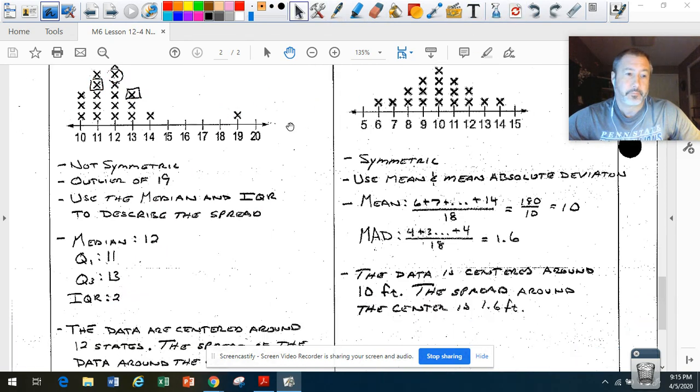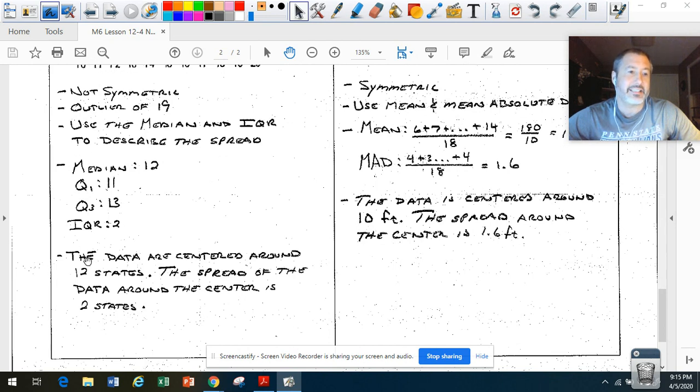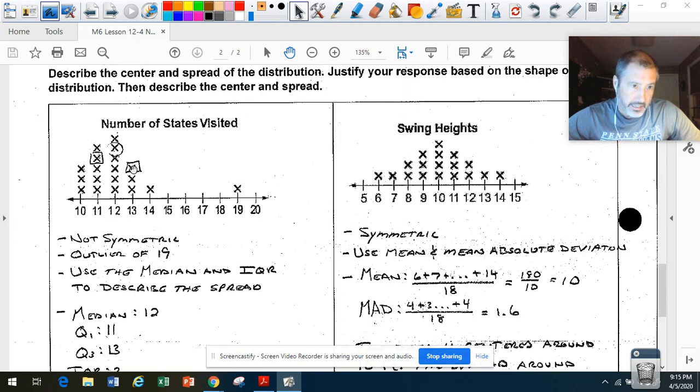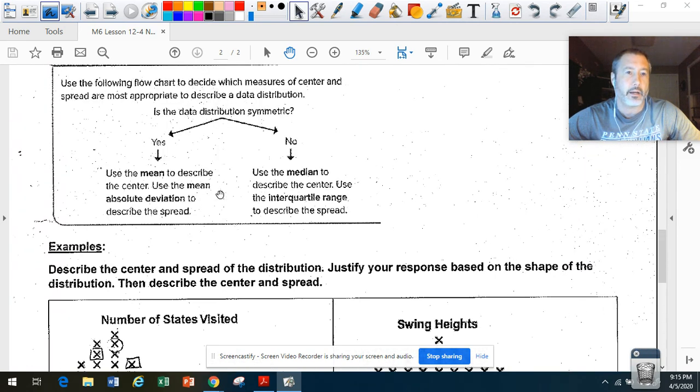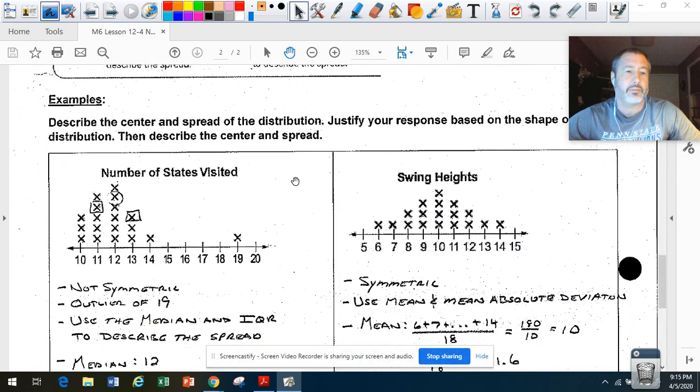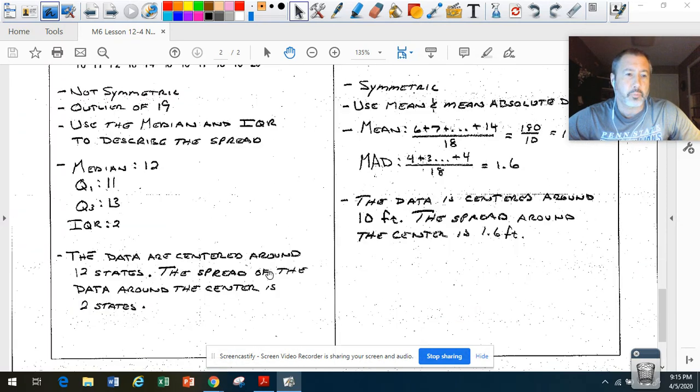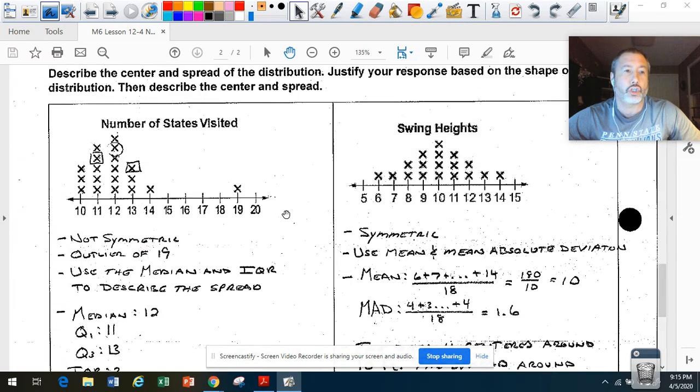So if we were to describe it, it says the data are centered around 12 states. That's our median. If we see the data here, the center is at 12. That's what we were talking about up here, because it's not symmetric. That describes our center. And then it says the spread of the data around the center is 2 states. So basically, here's our center point, and we're spread 2 points to the left and 2 points to the right. This is where our cluster is. That describes the spread of our data.